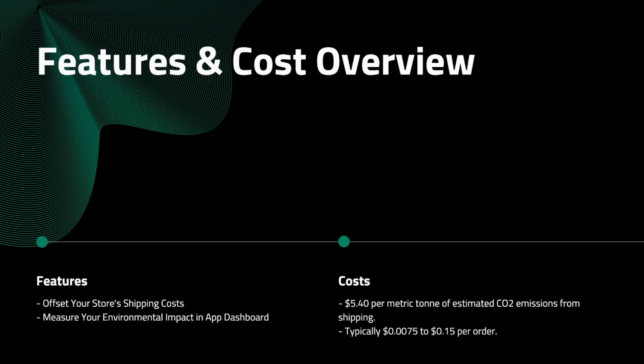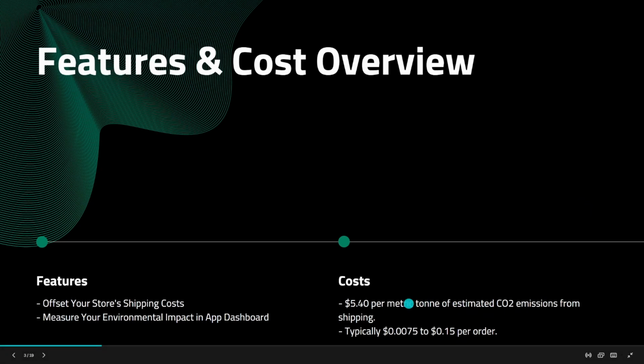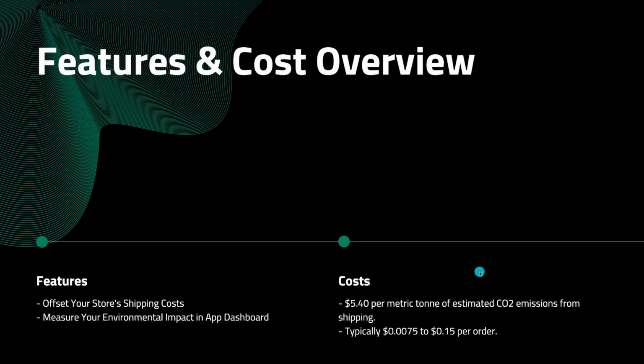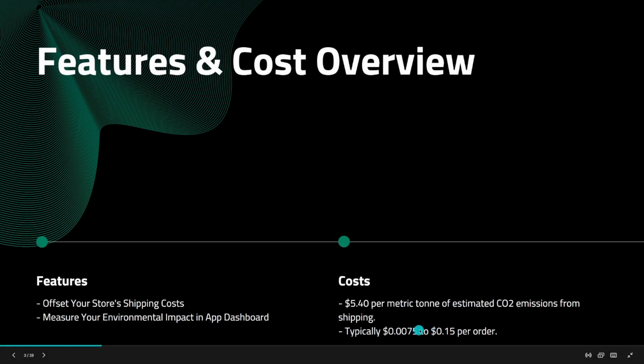And you'll see with these costs, they're extremely reasonable. You can see here it's $5.40 per metric ton of estimated CO2 emissions from shipping your orders. One thing to note here is this metric ton goes a really long way, right? You can see down here that it estimates about 3/4 cent to 15 cents per order, which is a huge range, obviously.